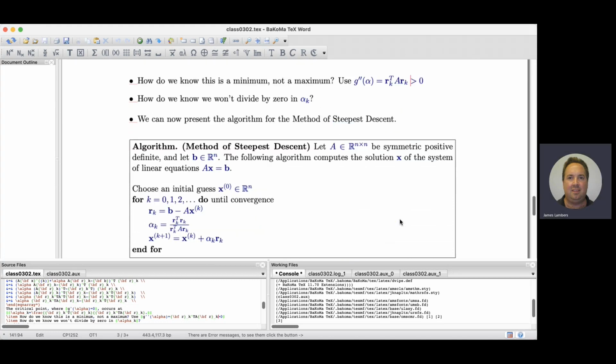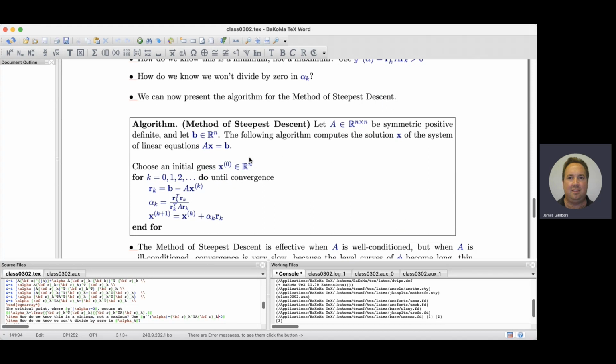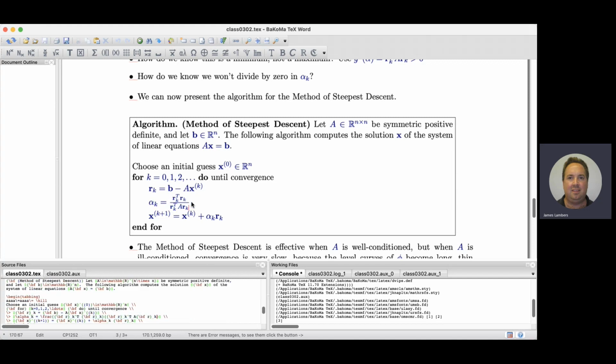So now we have the algorithm. We choose some initial guess. If you don't know what to choose for the initial guess, you can always just choose the 0 vector. But if you do have something that's in the ballpark, this algorithm lets you take it into account. So we just keep iterating. For each iterate that we have, xk, we compute the residual. From there, we use this formula to get alpha k. And now we use our alpha k and our search direction to get our new iterate, xk plus 1.